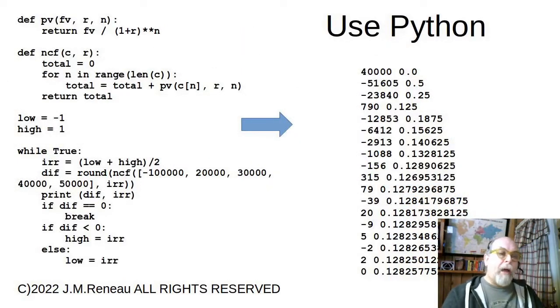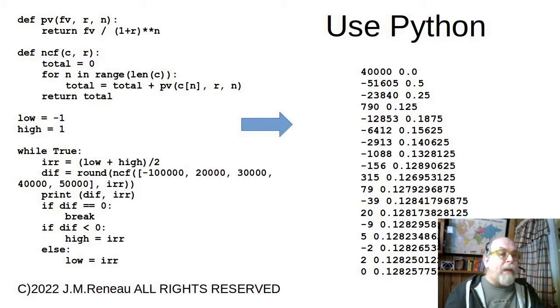Now, here is a Python program to do the same thing. Notice that PV is the function we created in Review 2. NCF is the function we created in Review 3. The rest of the code does something called Newton's method, which basically takes a high and a low value, picks the value in the middle, and then moves up or below the range to kind of hone in on the right answer.